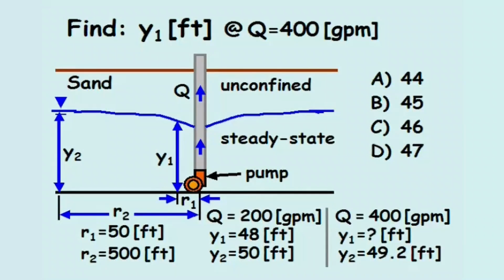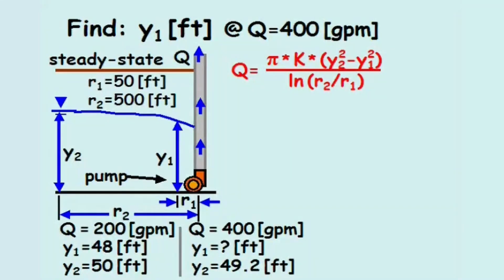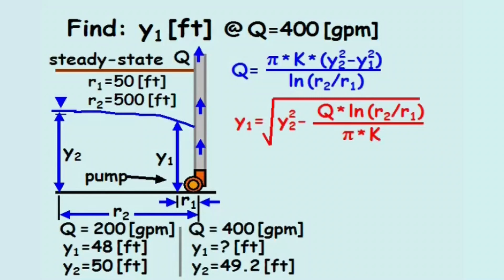Since the diagram is radially symmetric, we only need to view one half. The steady-state pumping rate for an unconfined aquifer whose drawdown is small compared to the aquifer thickness is shown here. Solving for y1, the equation becomes the square root of y2 squared minus the flow rate times the natural log of the ratio of the radii divided by pi k.